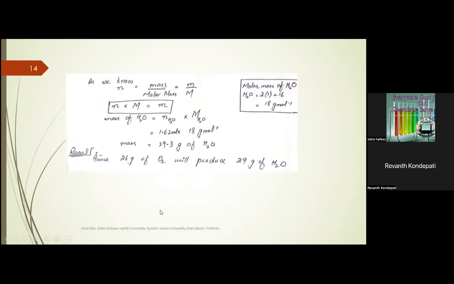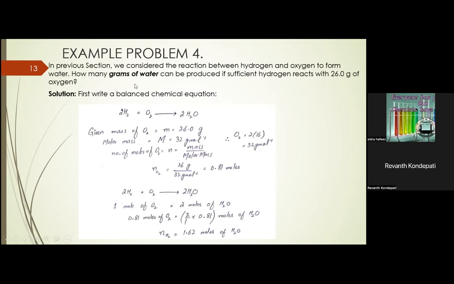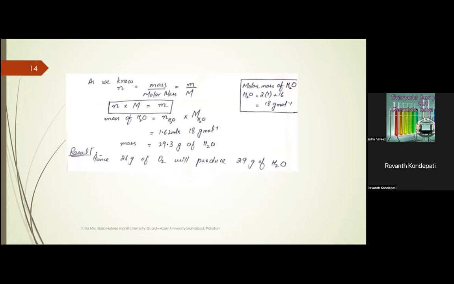Now you have to calculate, as you can see here, how many grams of water, not the moles of water. You have calculated the moles of water. Now you have to move forward to the second step, which is calculation of the mass from the number of moles. And this is the formula: n is equal to mass divided by molar mass. The molar mass of water is 18 grams per mole. So multiply this molar mass with this number of moles, and we will get the mass in grams.